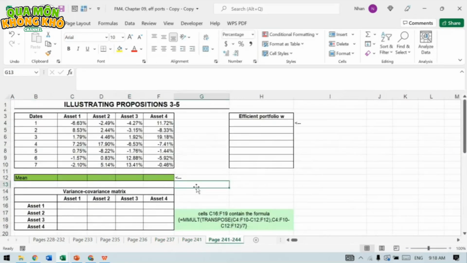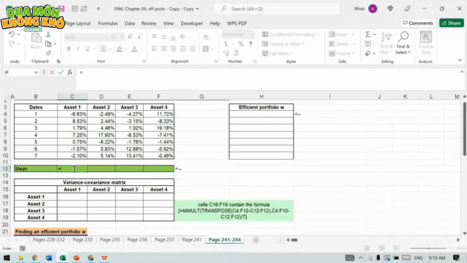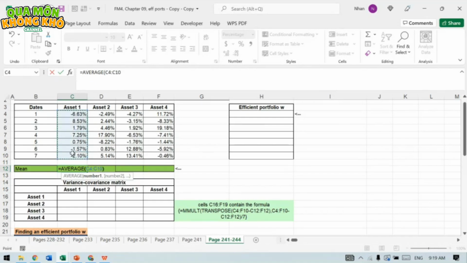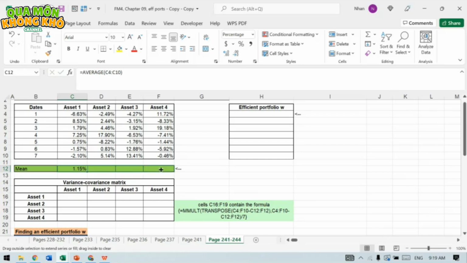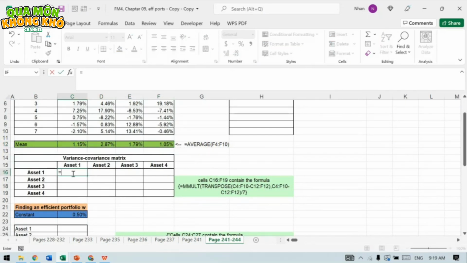So now I will illustrate propositions 3 and 5. Firstly, I will calculate the mean of all the assets, the average, and then drag it over. And for the variance and covariance matrix here, I will use the formula that I think you know from the last lesson.